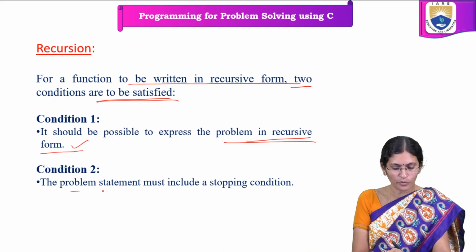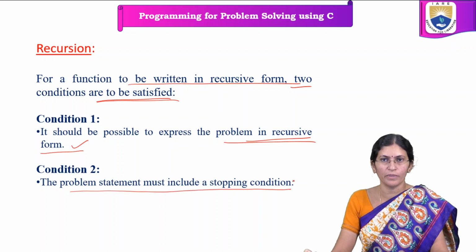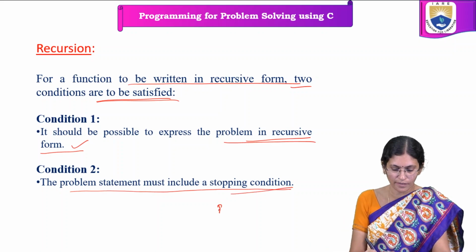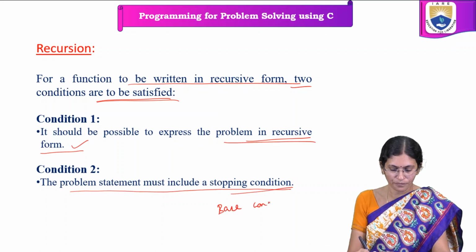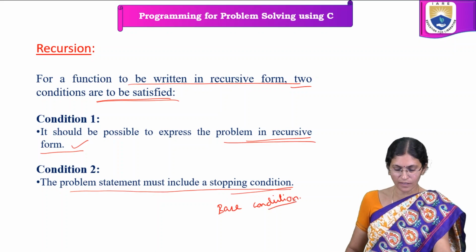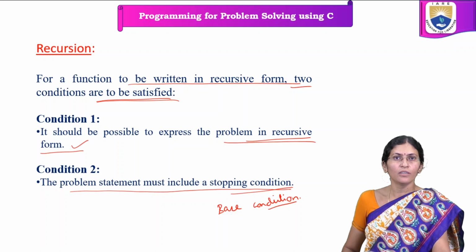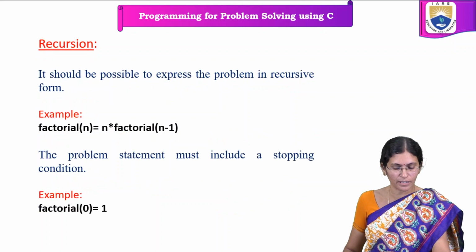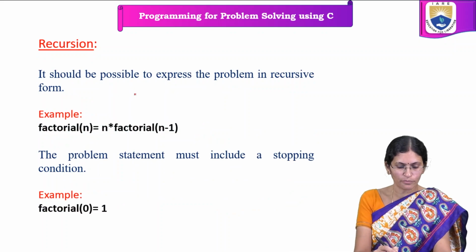The second condition is that the problem statement must include a stopping condition. This is also called the base condition. Stopping condition or base condition. These are the two conditions to be satisfied for any problem to be written in recursive form.